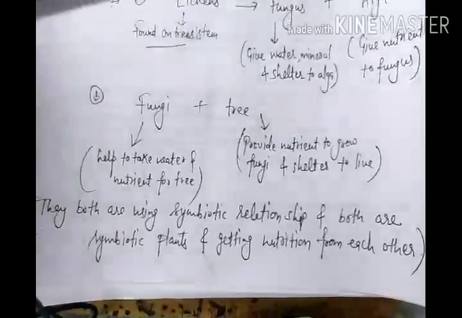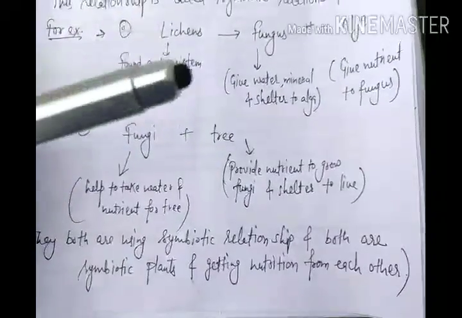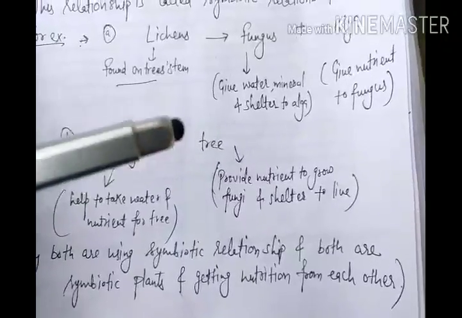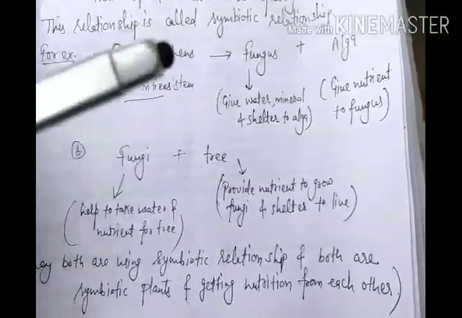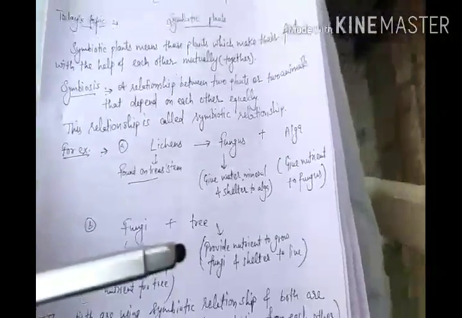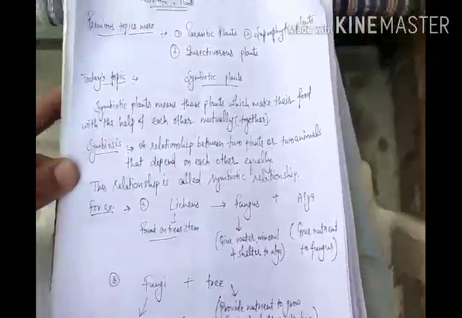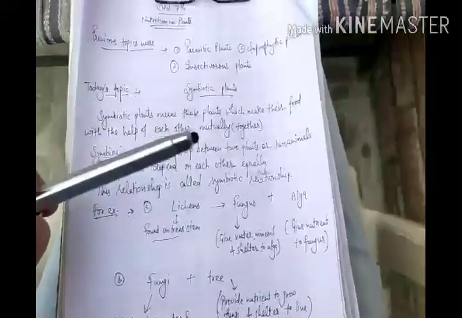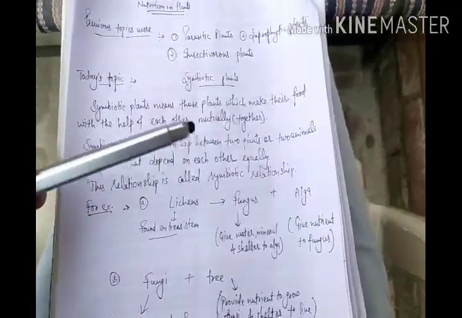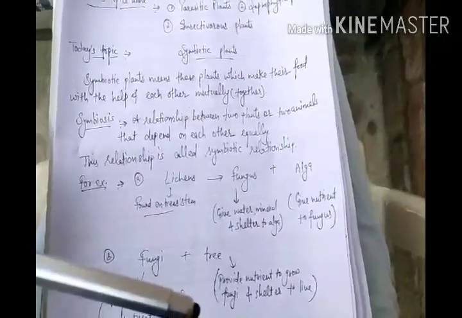So they both are getting nutrition from each other. This is the way they are getting nutrition. That means they are not preparing nutrition by photosynthesis. This kind of plant is very different from the rest, like insectivorous plants, parasitic plants, and saprophytic plants. They are very different from each other. So I hope this topic of heterotrophic nutrition in plants is clear.